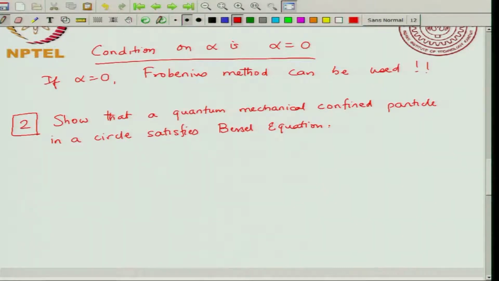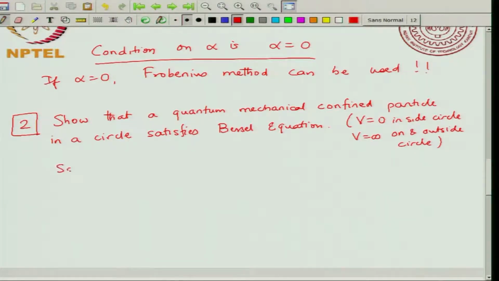The typical quantum mechanical particle in a circle satisfies the Bessel equation, and I have not stated the entire question, but you should say that V equal to 0 inside the circle, V equal to infinity on and outside the circle. Okay, so that is the condition. Just like the particle in a box, you can have a particle in a circle, and what I am asking you is to show that this satisfies something that looks like a Bessel equation.